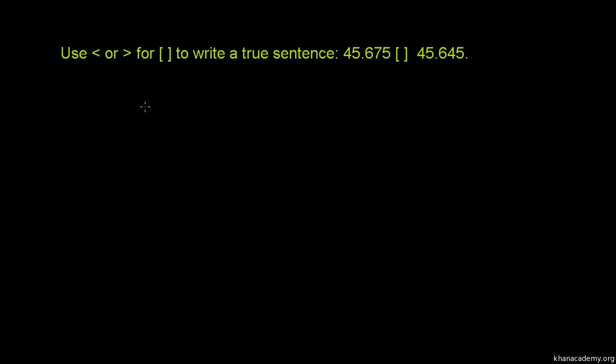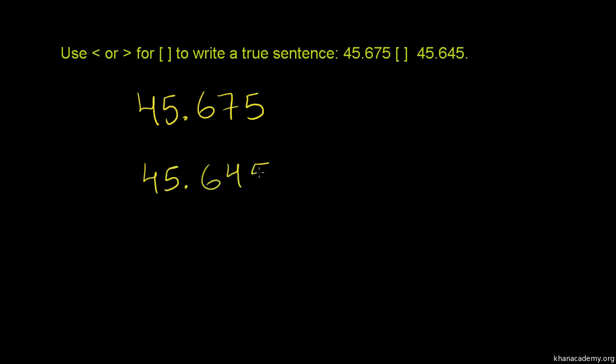So the first number is 45 and 675 thousandths. And the second number is 45 and 645 thousandths. Now, when you look at everything here, the only place where these two numbers are different is in the hundredths place. We have 7 hundredths here, and we have 4 hundredths here.